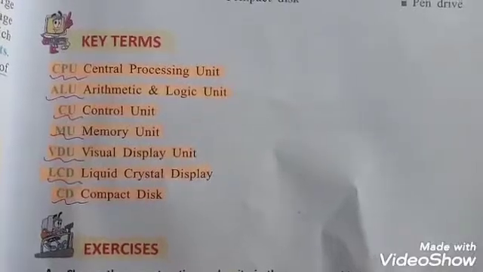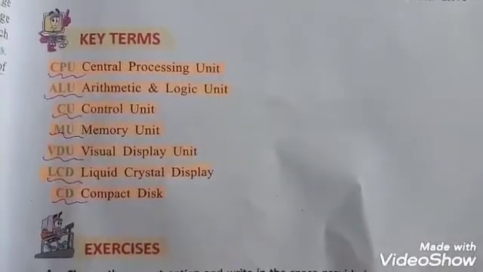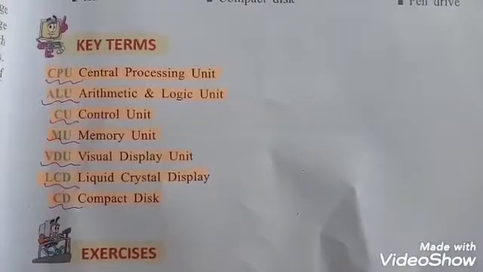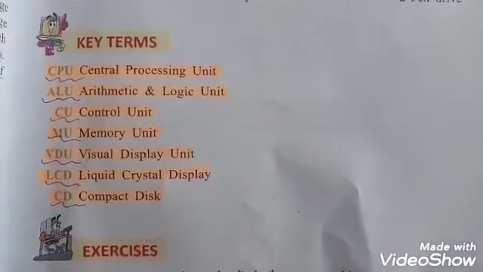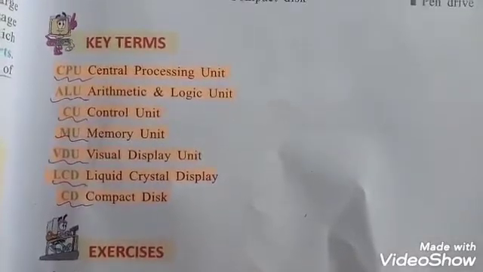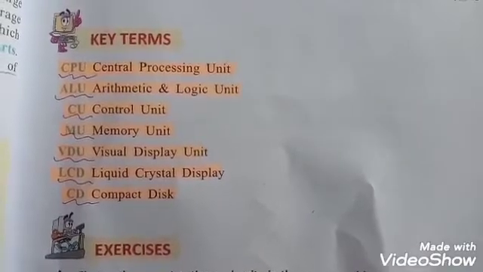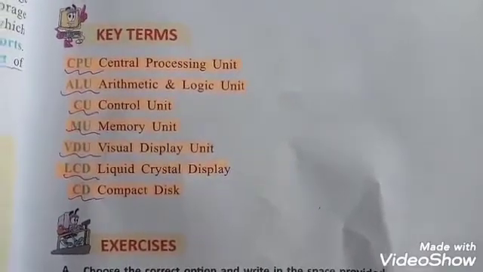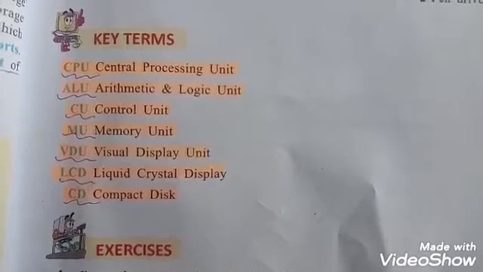Students, this is the exercise of chapter number 3. Students will highlight these key terms and learn them. First key term is CPU. CPU stands for Central Processing Unit. ALU stands for Arithmetic and Logic Unit. CU stands for Control Unit. MU stands for Memory Unit. VDU stands for Visual Display Unit. LCD stands for Liquid Crystal Display. And CD stands for Compact Disc.